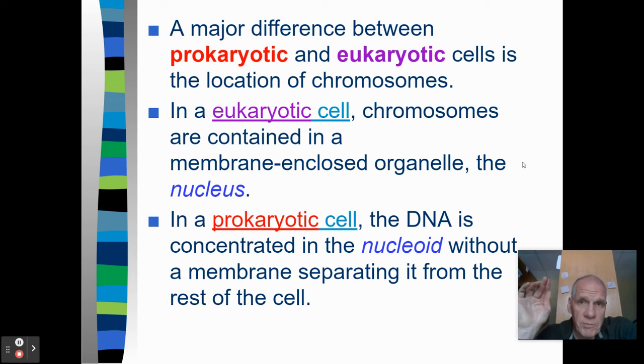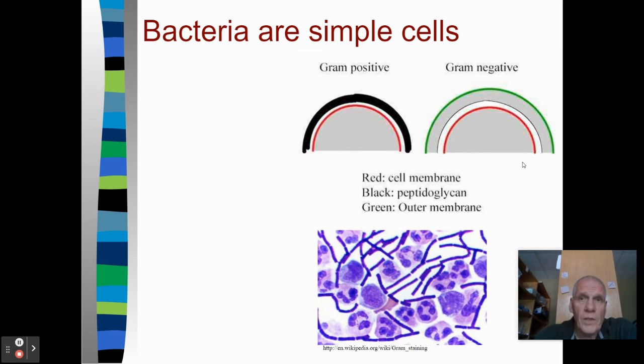Okay. The difference between prokaryotic and eukaryotic cells is the location of the chromosomes. Of course, in a eukaryotic cell, that DNA is contained within a membrane-bound nucleus. In a prokaryotic cell, the DNA is basically concentrated in one area within the cell called the nucleoid region, but it does not have a membrane around it. So make sure you understand that. No membrane-bound DNA in a prokaryotic cell. Again, bacteria are simple, okay?